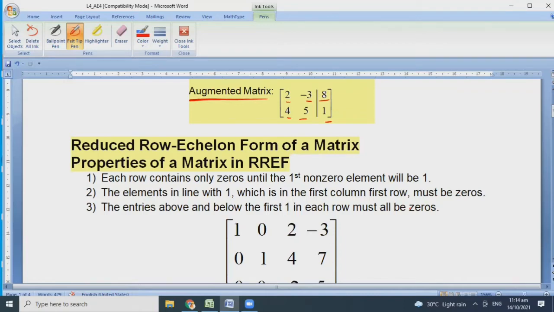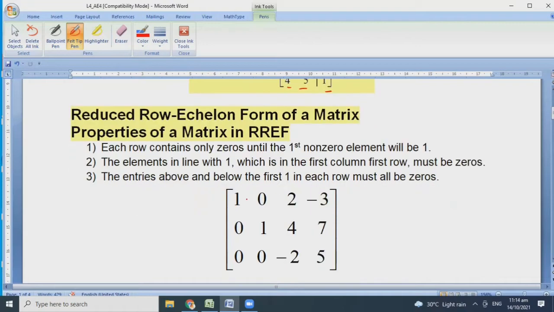your entries into zeros and 1. So you bring the values of the entries down to zeros or 1. For the properties of a matrix in RREF, first, each row contains only zeros until the first non-zero element, which will be 1. Okay, let's say for example, this one, first row. Can you see? It has a 0 here. Even the second row, there is still a 0. Even the third row, there is still a 0. Until the first non-zero element will be 1.